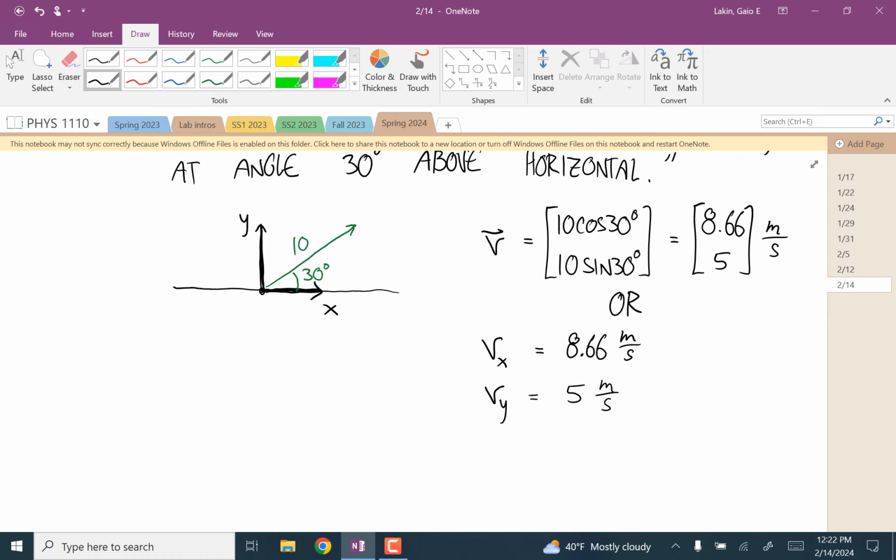Okay, so pretty close to every problem, rather than giving you velocity components, it's going to give you the direction the thing is moving, and it's going to give you the speed, and you just have to combine those to come up with the velocity components.